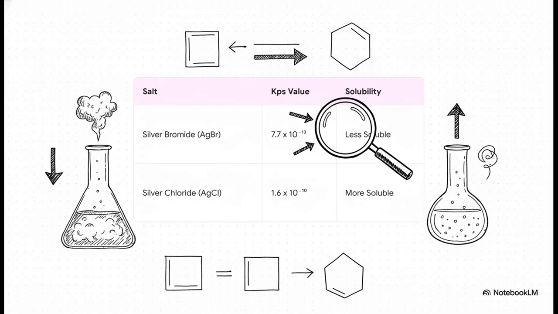How is this even possible? Well, we just have to look at our rule book, the Ksp values. Check this out. The Ksp for silver bromide is almost 1,000 times smaller than for silver chloride. That's our key. That smaller Ksp means it's way, way less soluble, so it's going to hit its saturation point and precipitate out as a solid long before the silver chloride even thinks about it.